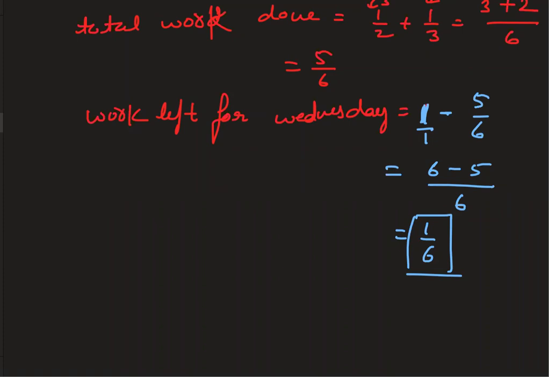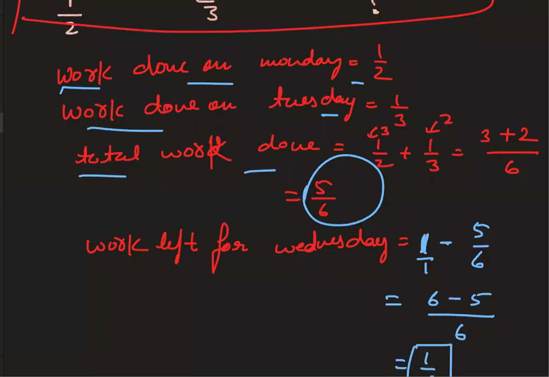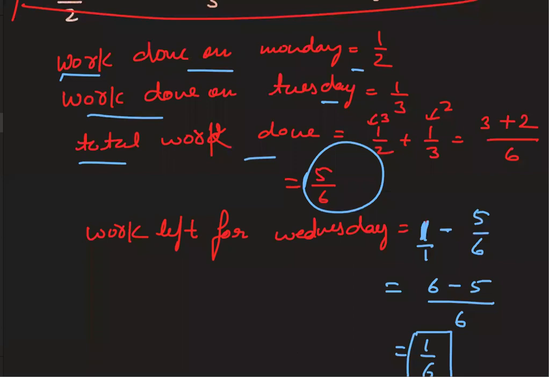I think it's not clear. That's why you people are left. So just subtract from 1. So 1 minus 5 upon 6. Okay. So just take the LCM and you'll get your answer, which is 1 upon 6.